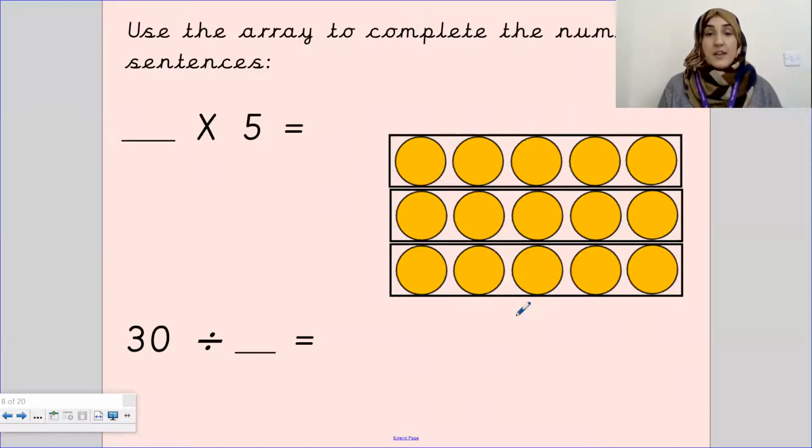Okay, pause the video here and just have a look at this array. So this array right here. You don't need to write the answer down, okay? Just have a look. Can you tell me the number sentence, the multiplication sentence for this array?